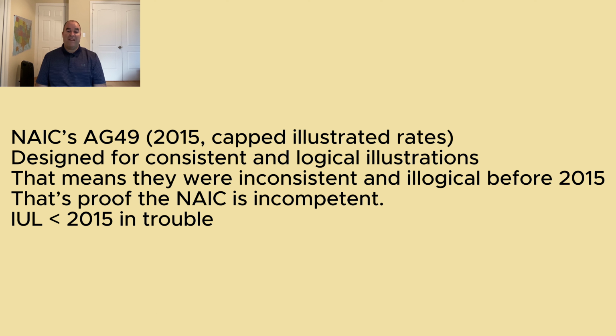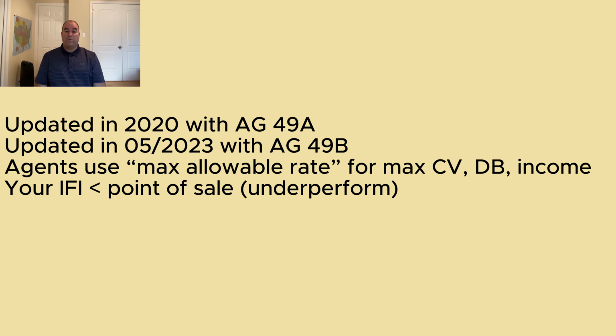In 2015, the National Association of Insurance Commissioners created Actuarial Guideline 49 to have more consistent and logical illustrations. That means they were inconsistent and illogical before 2015, and proof that the NAIC is incompetent. And it also means that anyone with an IUL from before 2015 is probably in a world of trouble. Furthermore, AG 49 was a complete and abject failure, since it needed to be updated in 2020 with AG 49A and again in May of 2023 with AG 49B. That means anyone with an IUL from before May of 2023 was sold with a rate of return regulators now acknowledge to be too aggressive.